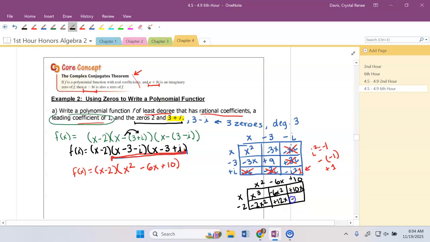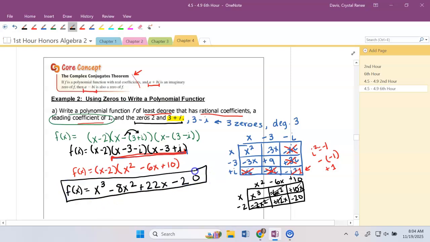then a minus 20. Okay, so if I add them all up, I get, well, there's just a single x cubed, so x cubed. A minus 6x squared and a minus 2x squared gives me a minus 8x squared. Plus 10x and plus 12x gives me a plus 22x, and then minus 20. So this will be my final answer.